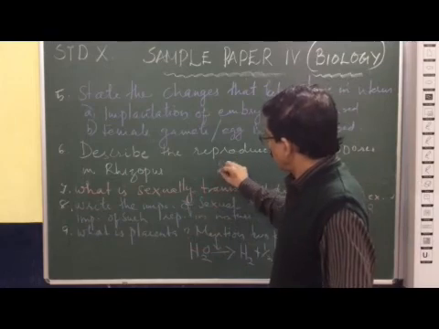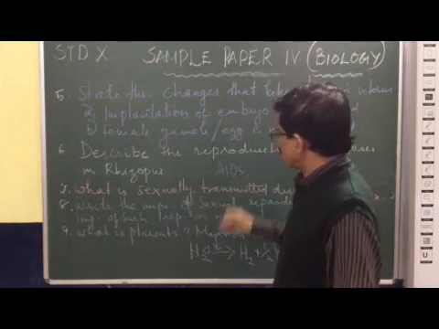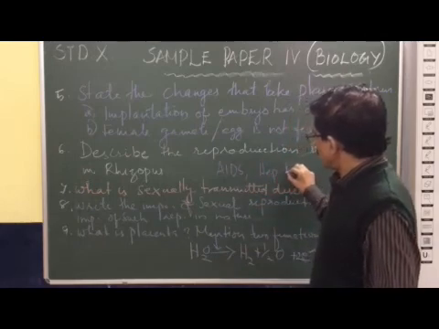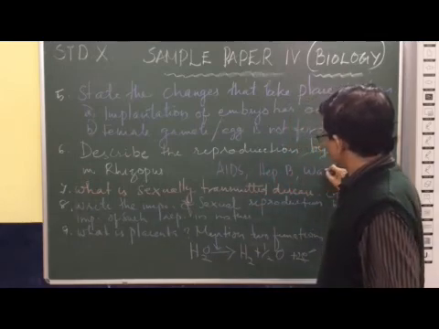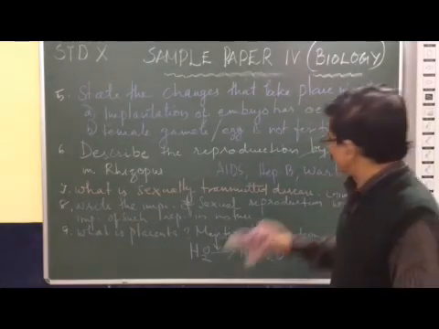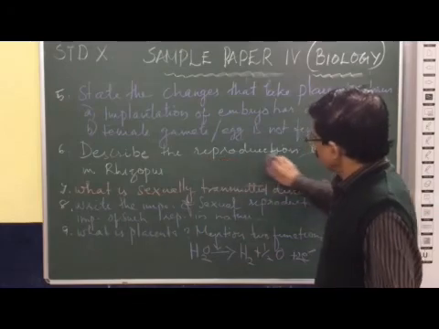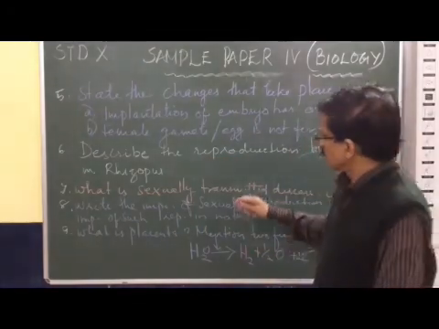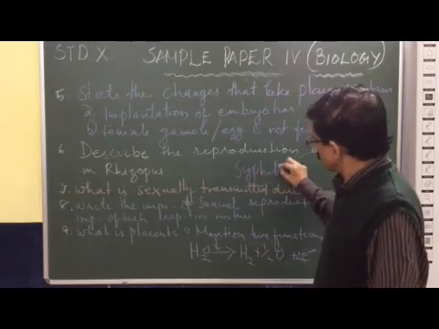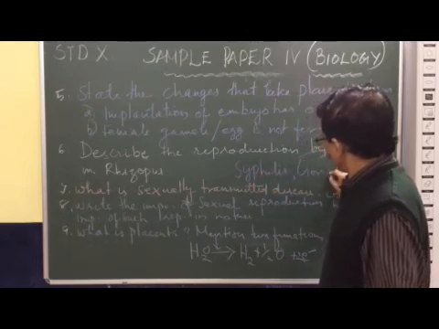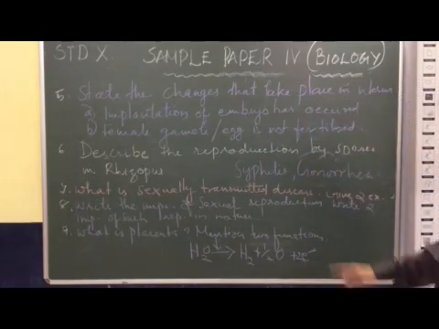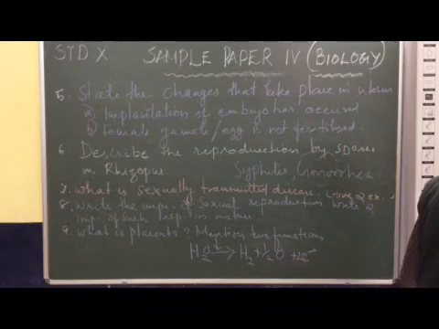What is the full form of AIDS? Acquired immunodeficiency syndrome. Then hepatitis B, warts. All these are viral STDs. Whereas bacterial STDs are syphilis and gonorrhea. Syphilis and gonorrhea are bacterial diseases.